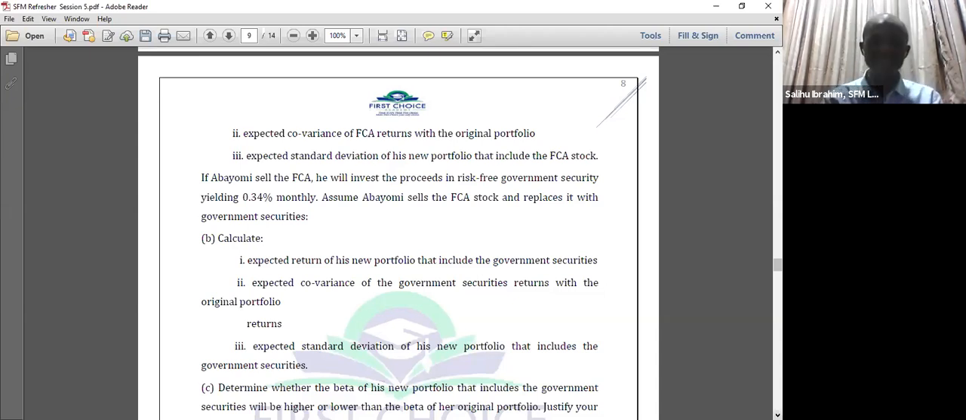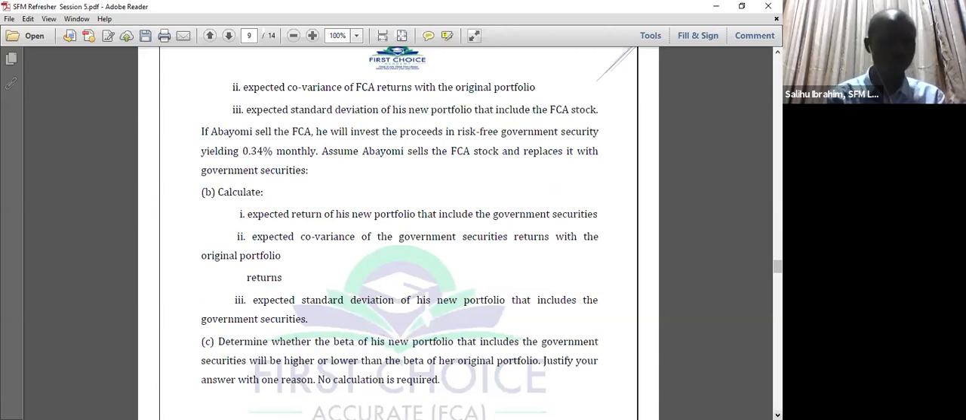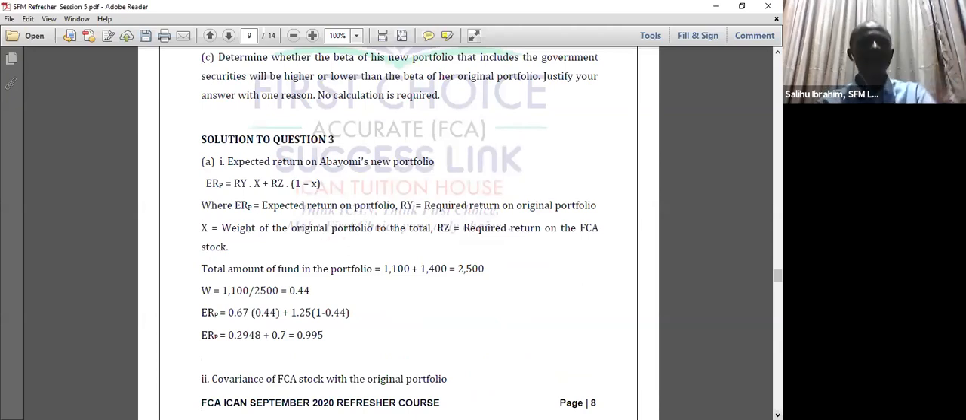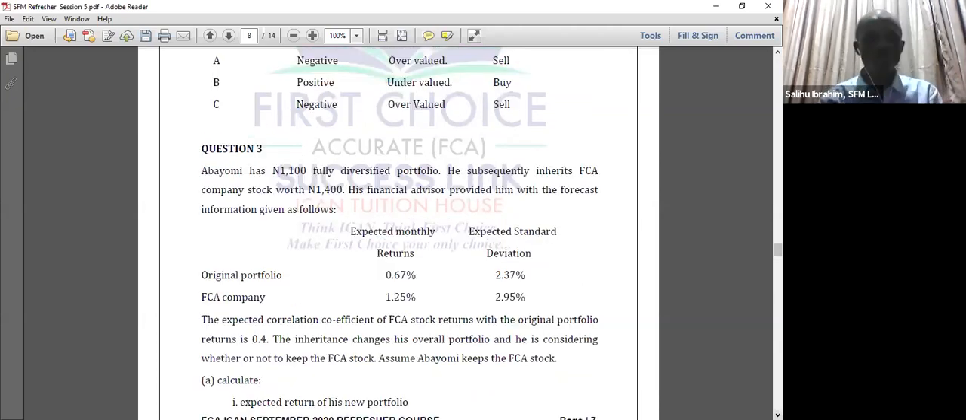And C, determine whether the beta of his new portfolio that includes the government security will be higher or lower than the beta of our original portfolio. Justify your answer with one reason. No calculation is required. Now, this is a simple but technical question. Okay, let us solve the question one by one.